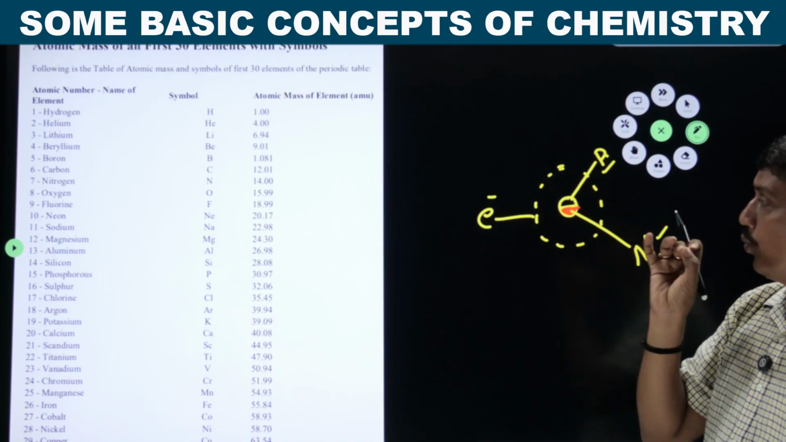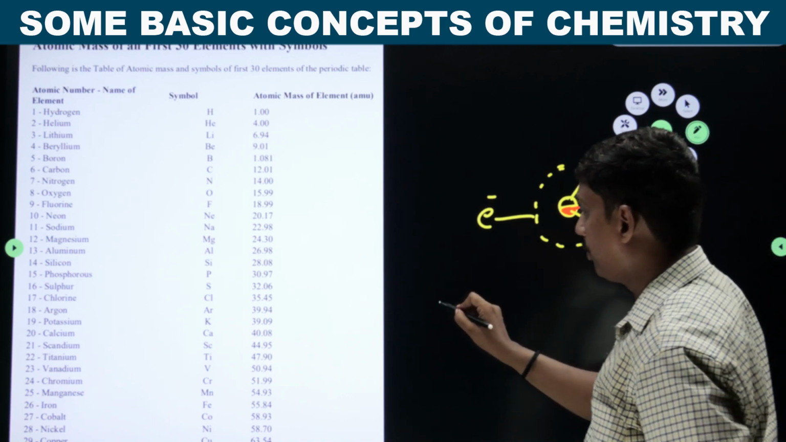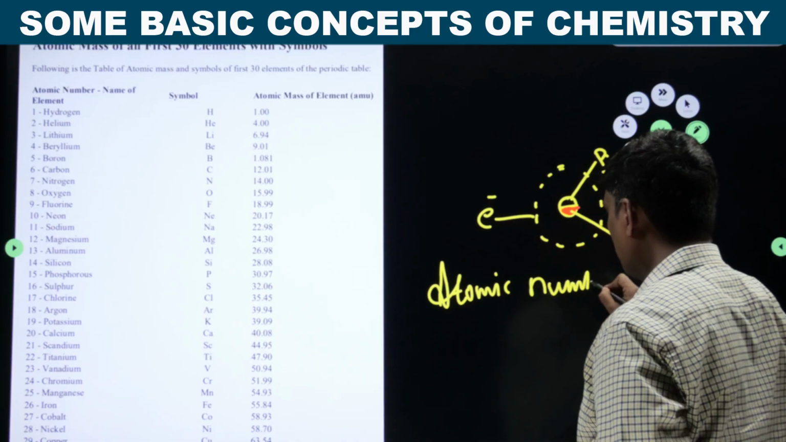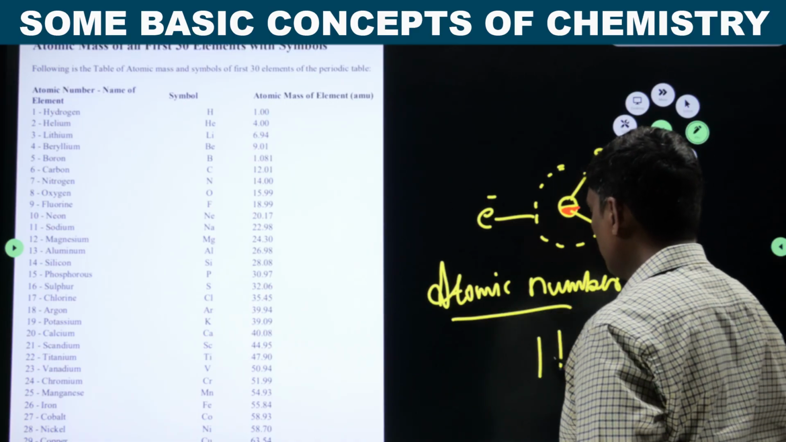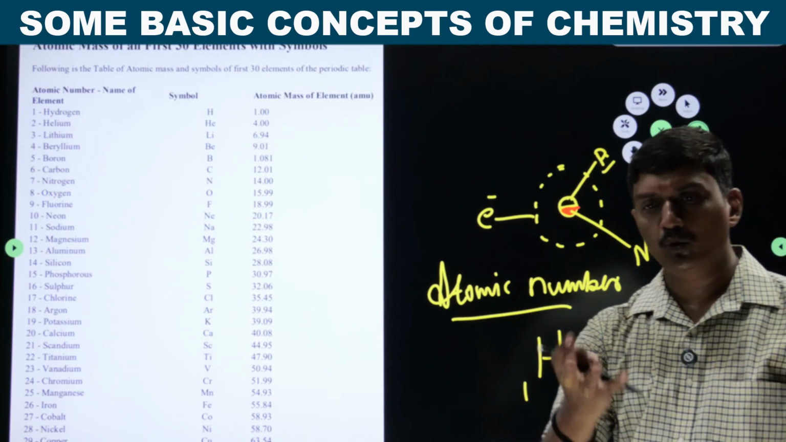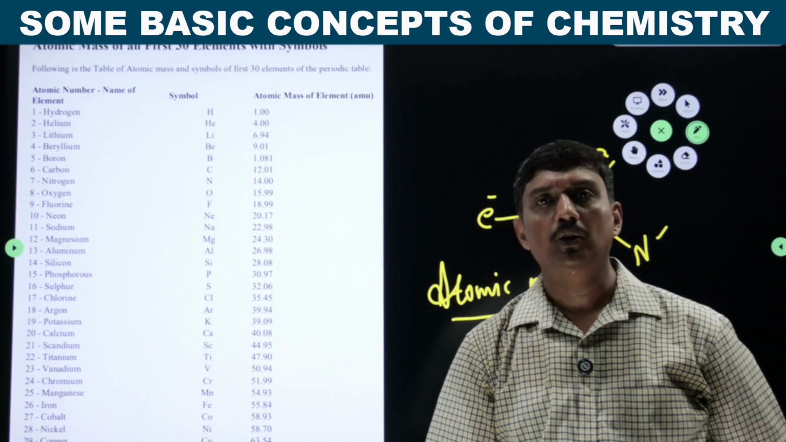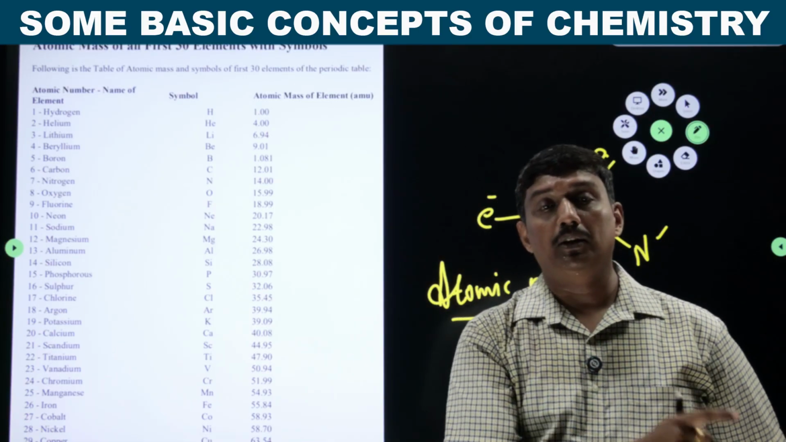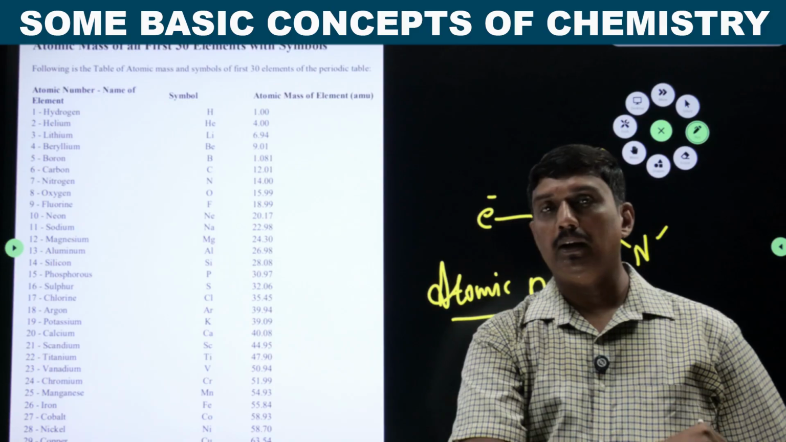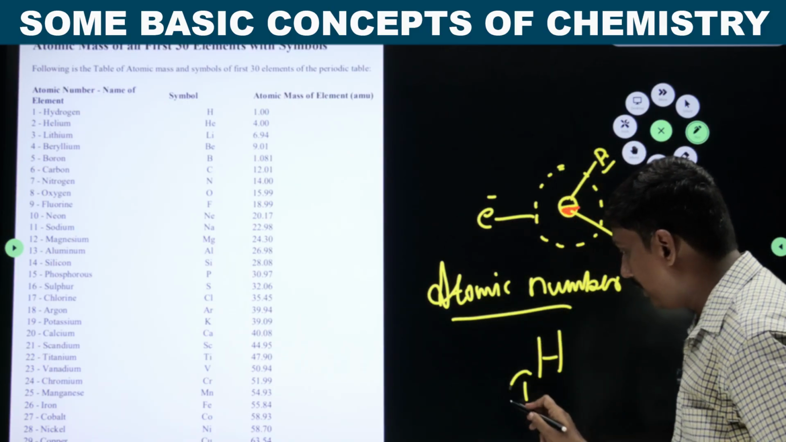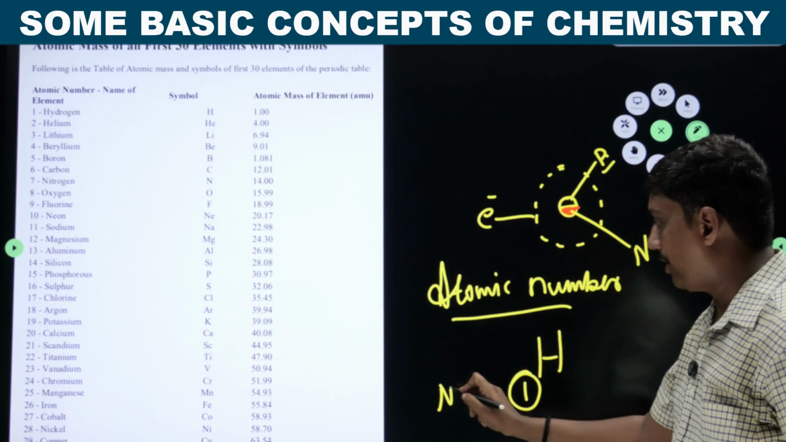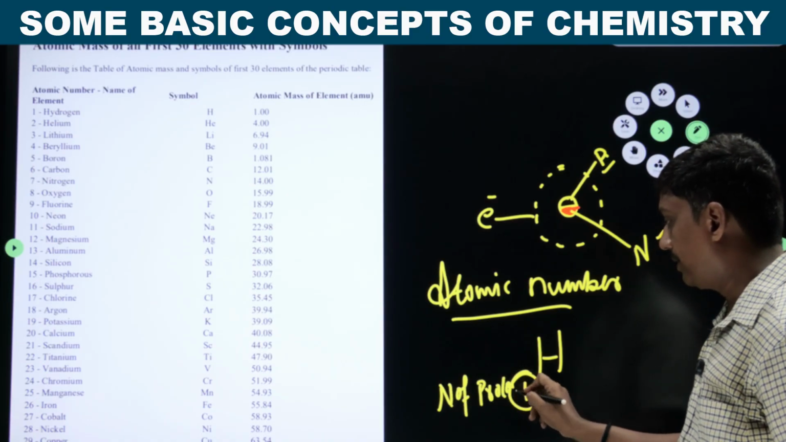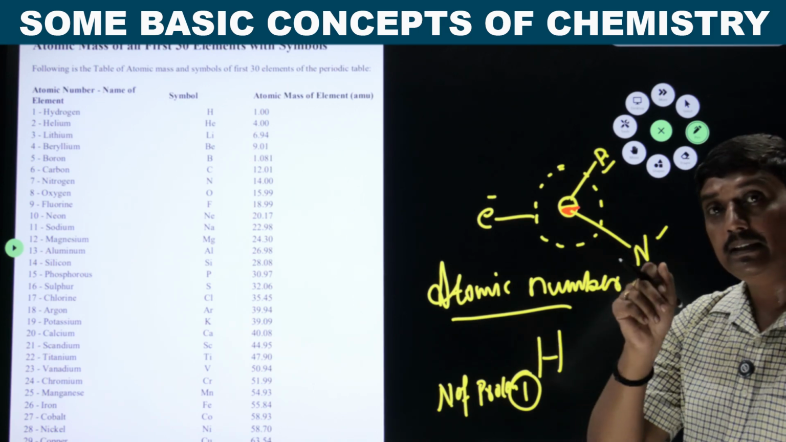Look here. While considering atomic number, I said atomic number for hydrogen is 1. You may ask, why sir it is 1? Why not 2? What is the criteria to give atomic number 1 for hydrogen? There is a theory behind it. See, this 1 represents the number of protons in that atom.